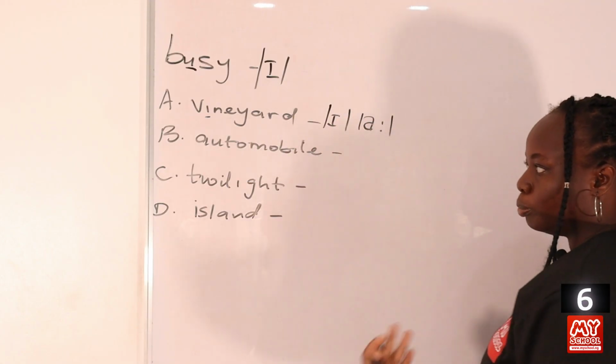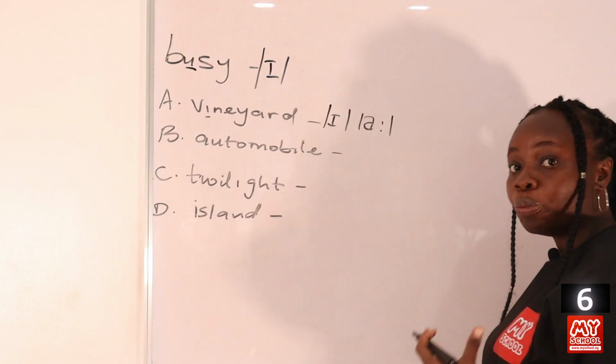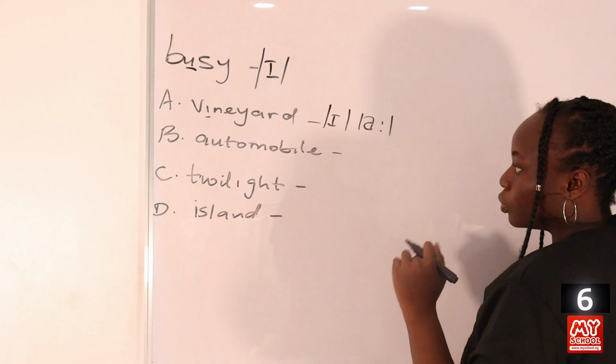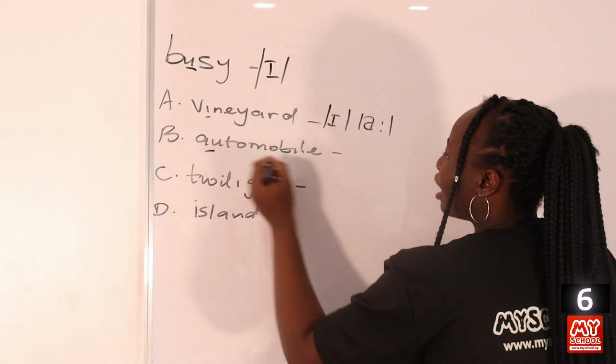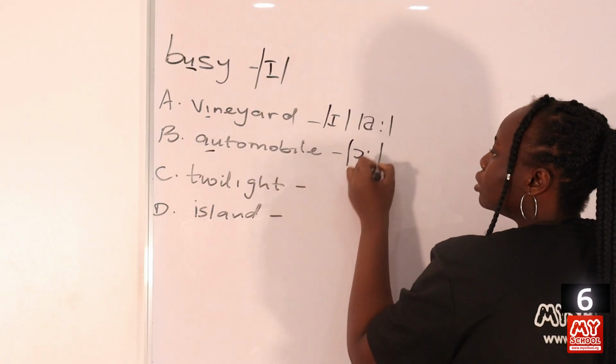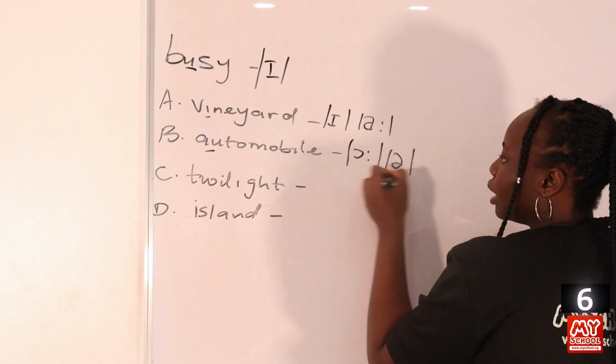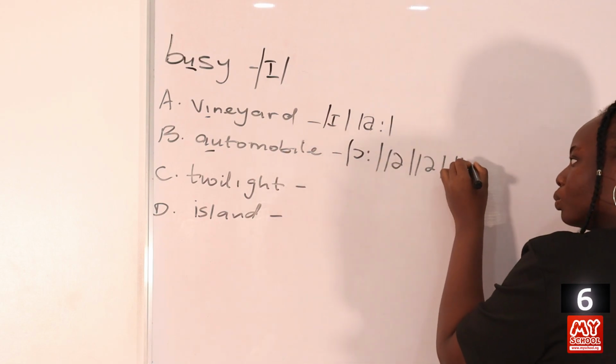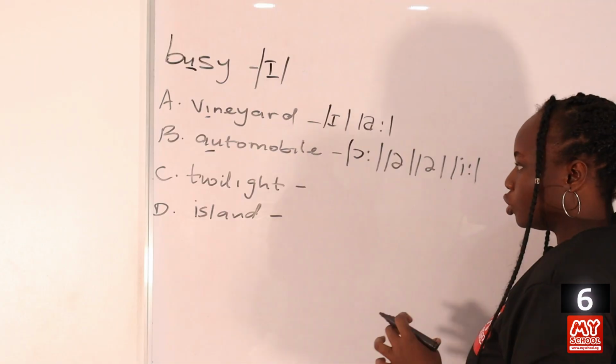Then for the word automobile, it's pronounced automobile, not automobile. So from the pronunciation of this word, we can see that here we have the O sound. Then here we have the schwa sound. We have the schwa sound again here. And then we have the long E sound, automobile. It's not the short one.